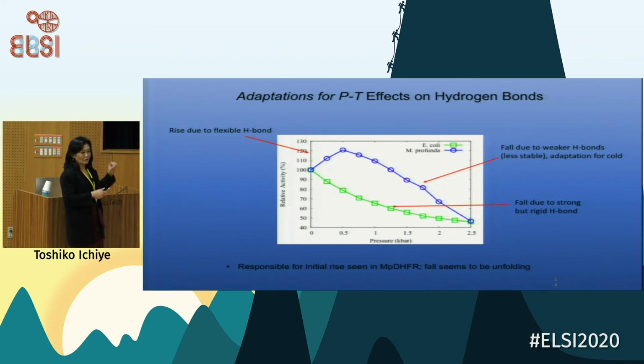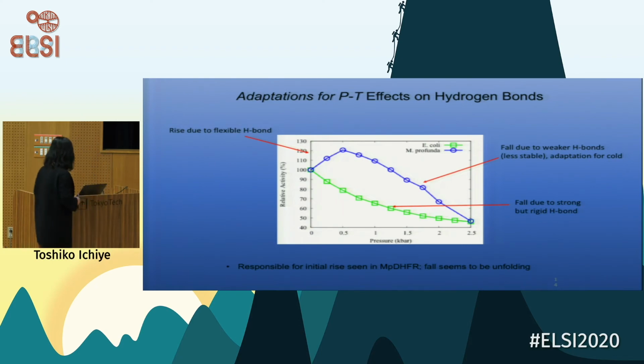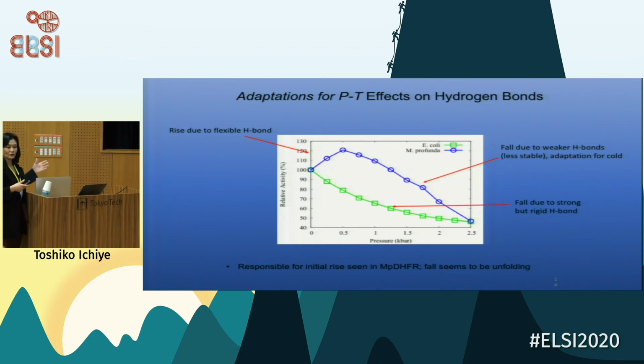But actually, if you remember, Moritella DHFR unfolds at 0.7 kilobar. So we think what's happening as it goes over here is the protein is actually starting to unfold. So it's starting to pressure unfold. So that is a driving force. So the reason why you have this decay at high pressures is for two completely different reasons.